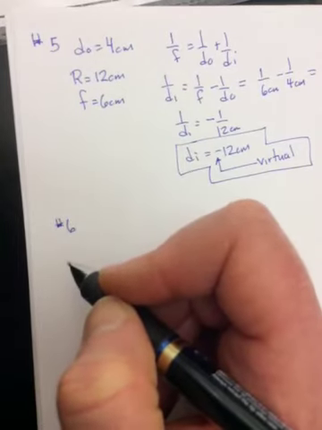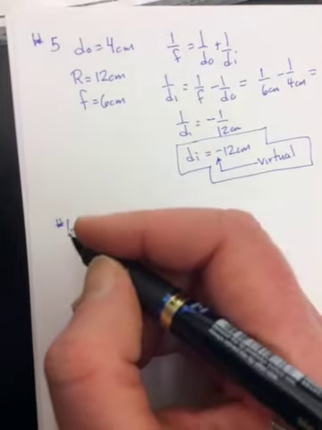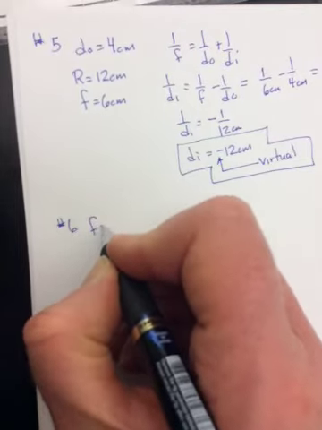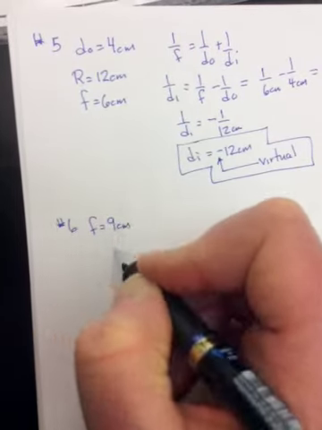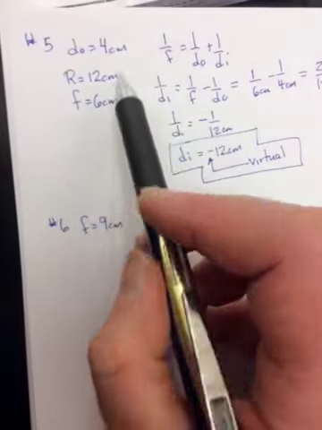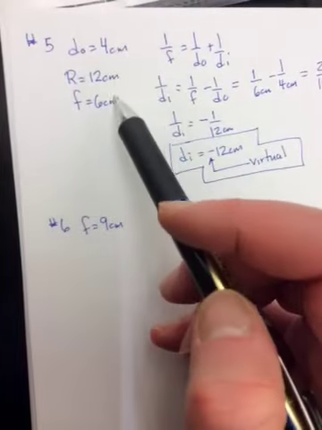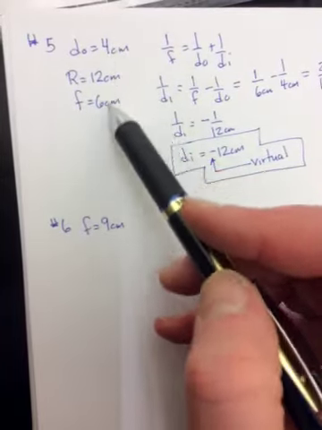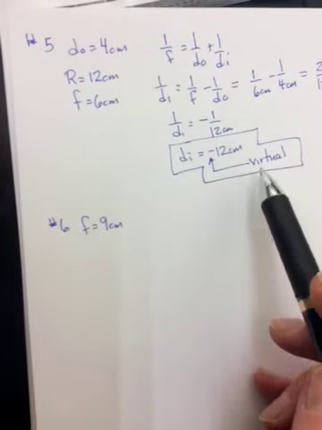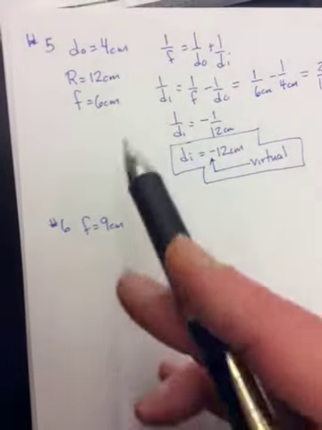Number 6, a concave mirror has a focal length of 9 centimeters. Oh, just backing up here. Look where the object is. It's between F and the lens. That's why we get a virtual image, just like we did in that last case.